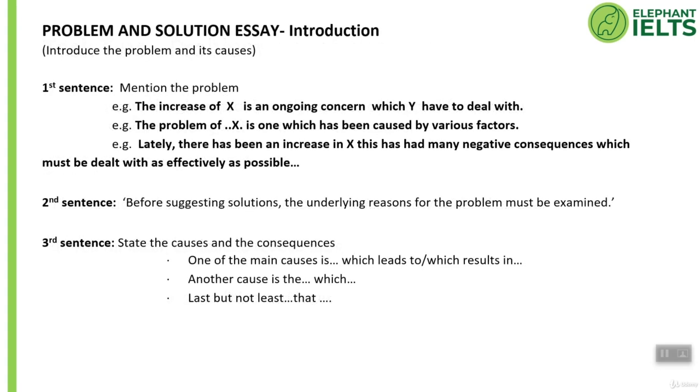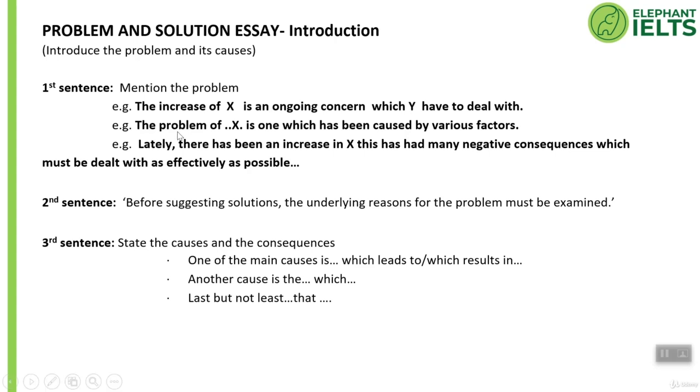We begin, of course, with an introduction. In the introduction, we introduce the problem and the causes of the problem and even the consequences where possible. So I like to follow this structure here. First of all, we mention the problem. We could begin with something like, the increase of X is an ongoing concern which Y has to deal with. Of course, X is your problem and Y is whoever has to deal with it. So, for example, it could be the increase of crime is an ongoing concern which society has to deal with.